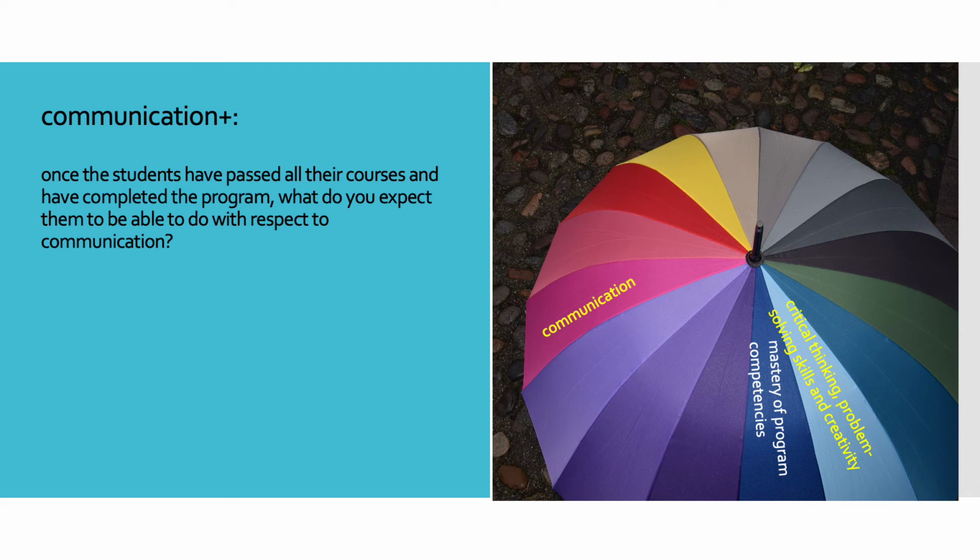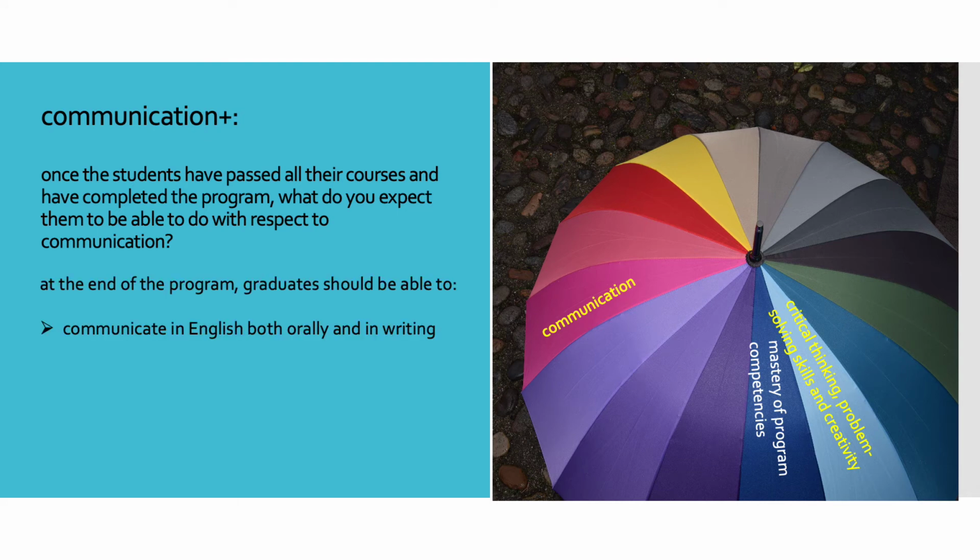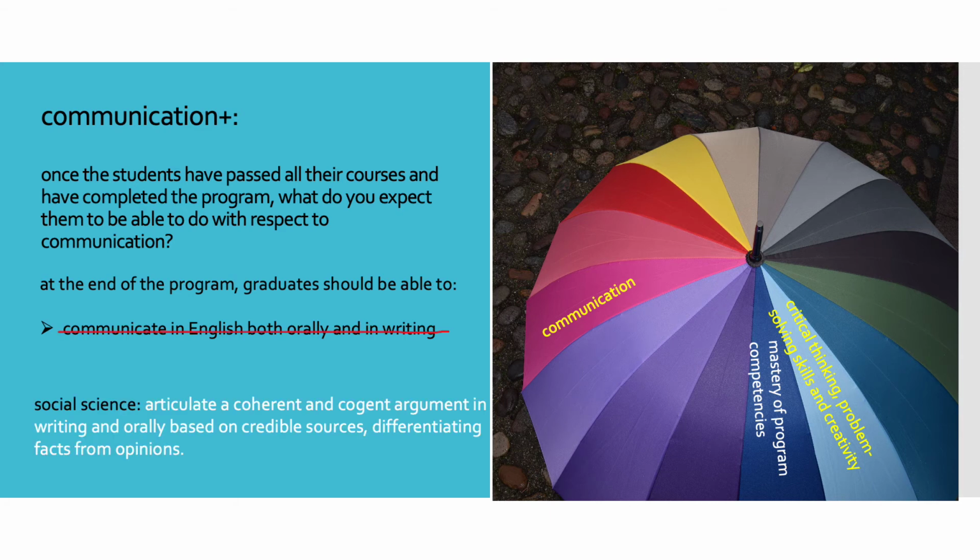Here's an example from a fictitious social science program. At the end of the program, graduates should be able to communicate in English both orally and in writing. Rather than writing a one-size-fits-all learning outcome, a statement reflecting the integration of critical thinking skills, program meta competencies, and communication would look like this. Articulate a coherent and cogent argument in writing and orally based on credible sources, differentiating facts from opinions.